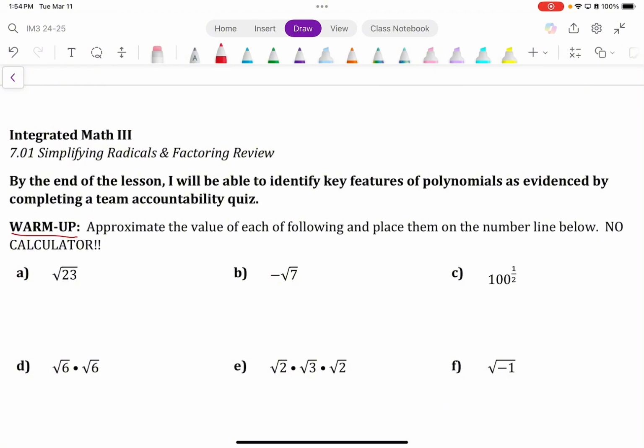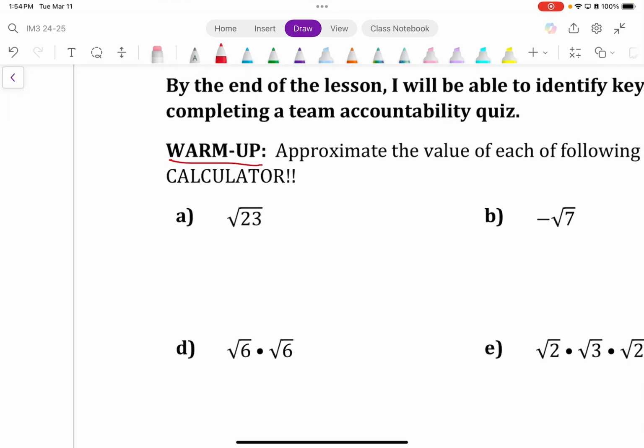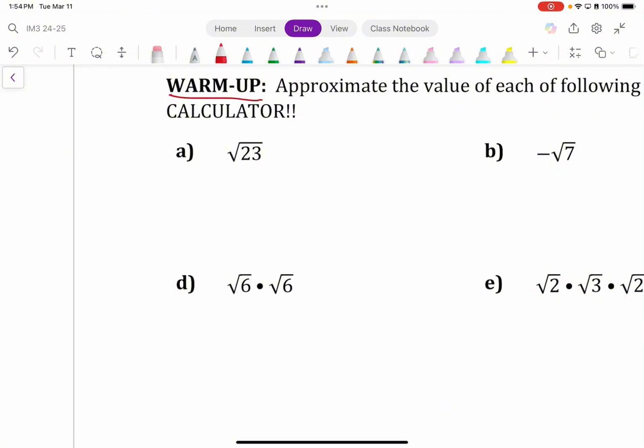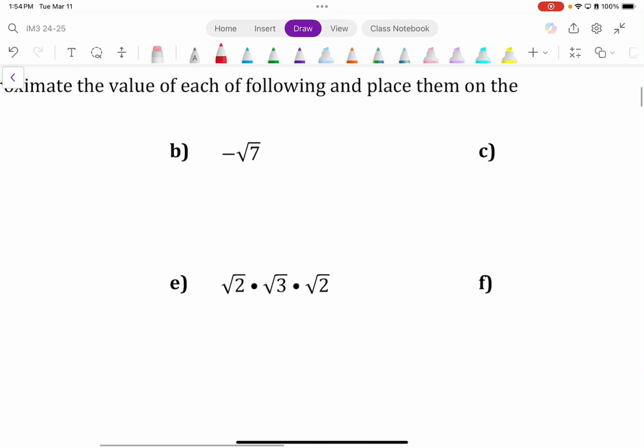So anytime it's approximation, you're just getting close to it. It doesn't have to be exact. It doesn't have to be perfect. So let's look at the first problem, the square root of 23. Obviously, the square root of 23 is not a perfect square, which, by the way, do we understand what a perfect square is? If not, let me tell you what a perfect square is.